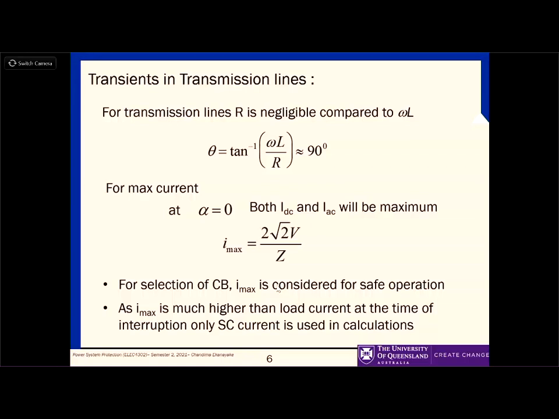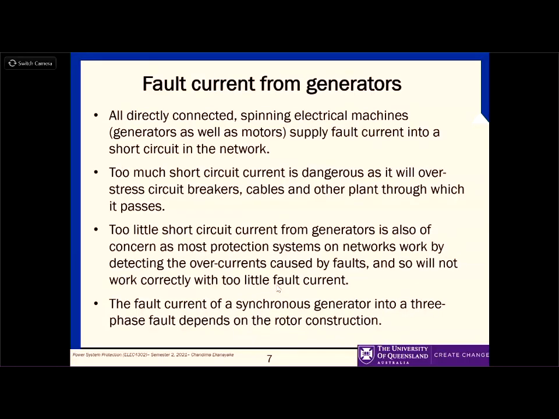Since the fault current is much, much higher than the load current, when we are dealing with the fault calculations, we ignore the load current. It's like when you have 100 amps, if there is 1 or 2 amps going in the system, you can just ignore it. I'm looking at that 100 amps. It's the same thing. The load current might be a huge current, but compared to this fault current, it is not, so we are not looking at those magnitudes.